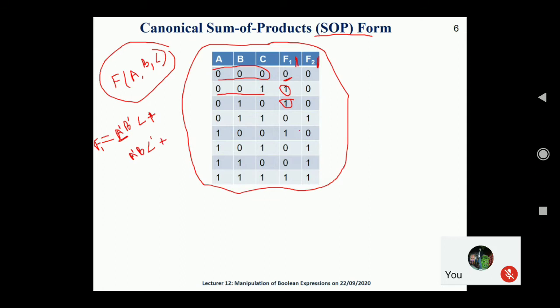Okay. Next one is what? 1. Okay, because we are not considering this one, because this one is 0. So we are not considering this particular input binary sequence. Now what happened? F1 is 1, that time what happened? 1, 0, 0. 1 means what? We are considering here it is A and B bar, because B is also 0, and this one is C bar.